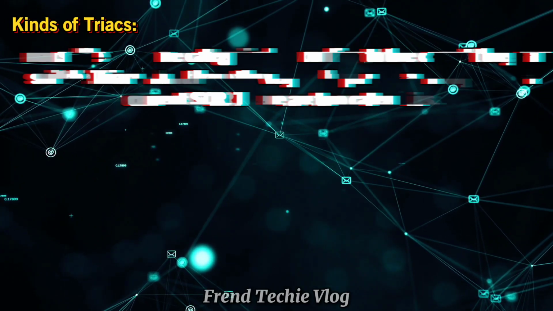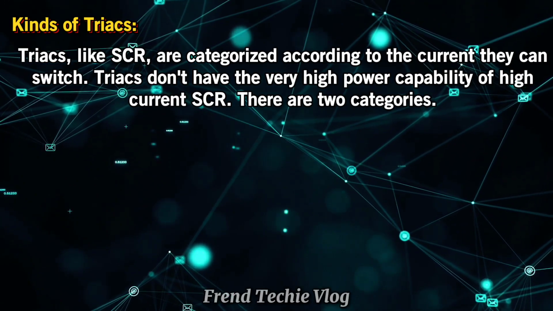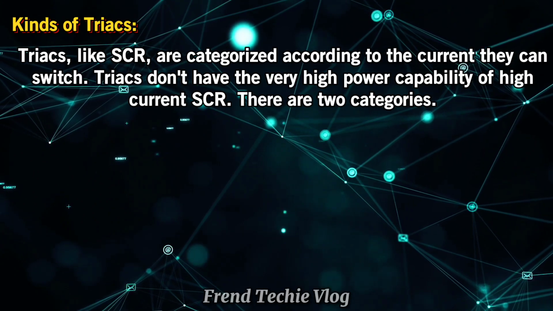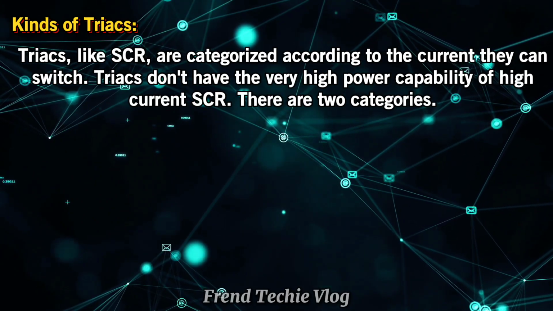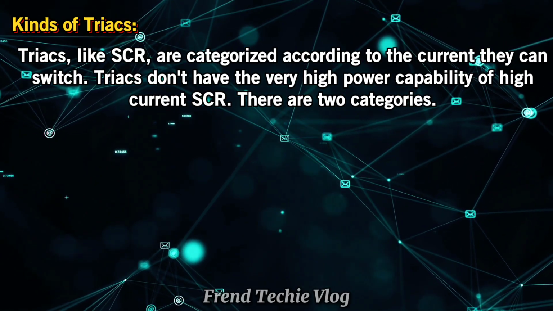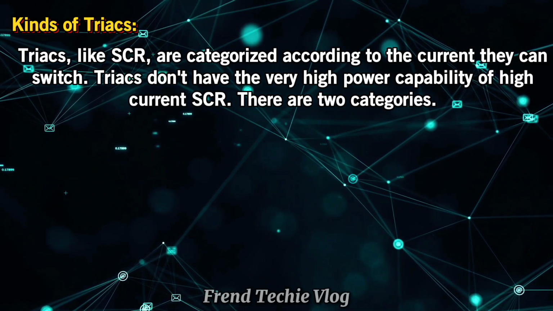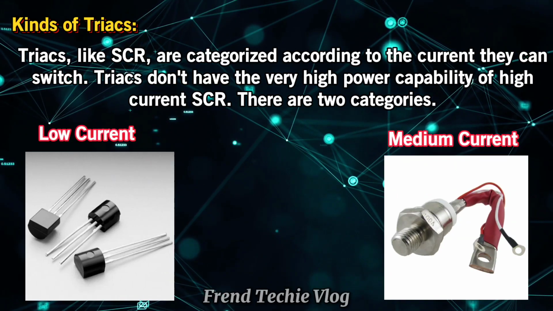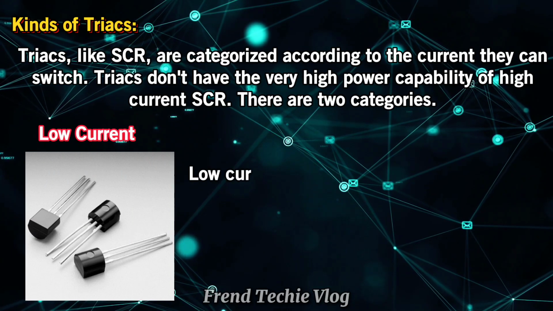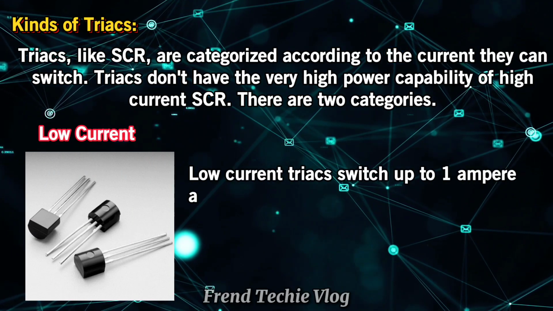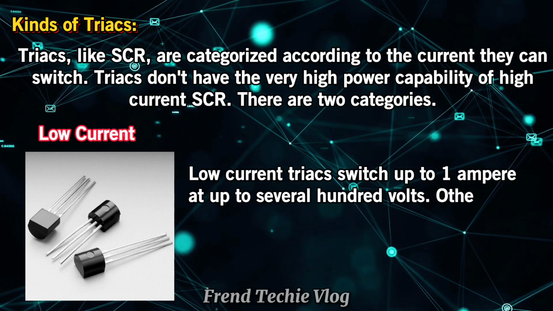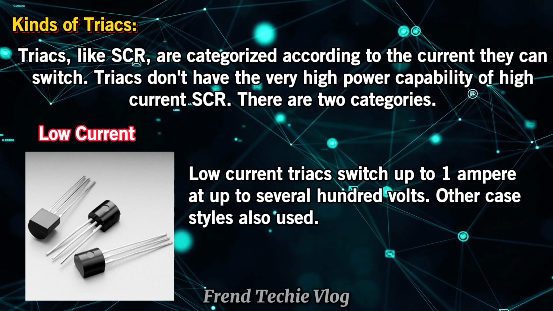Kinds of Triacs. Triacs, like SCR, are categorized according to the current they can switch. Triacs don't have the very high power capability of high current SCR. There are 2 categories, the low current and medium current. Low current Triacs switch up to 1 ampere at up to several hundred volts. Other case styles are also used.